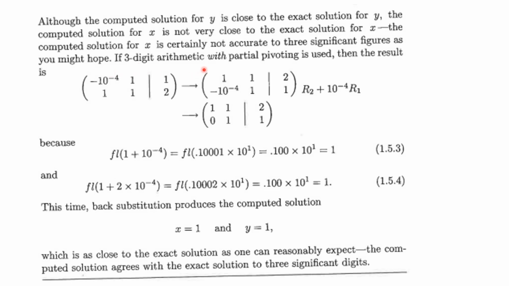Now, if three-digit arithmetic with partial pivoting is used, you switch these 2 rows and you're pivoting there. So this is the calculation that you do. And when you do the calculation with three-digit arithmetic, now you get X is 1 and Y is 1, which is as close to the exact solution as you might reasonably expect. The computed solution agrees with the exact solution to 3 significant digits.